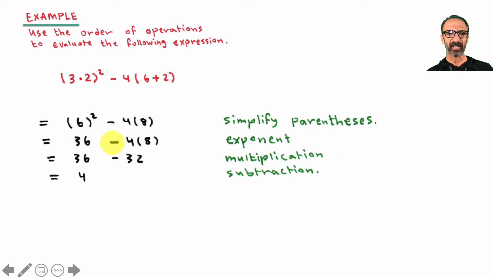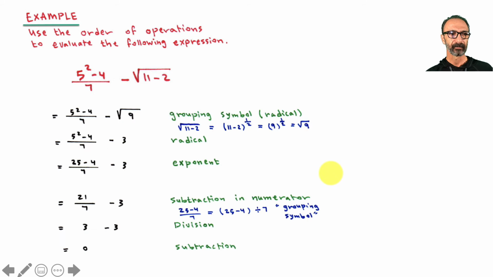Then I have subtraction and I have multiplication. So I'm going to multiply first. Multiplication first. 4 times 8 is 32. Finally, we subtract and we end up with 4. Let's take another example. I have now a fraction, a subtraction, an exponent, a square root, and so on. Let's take a look.